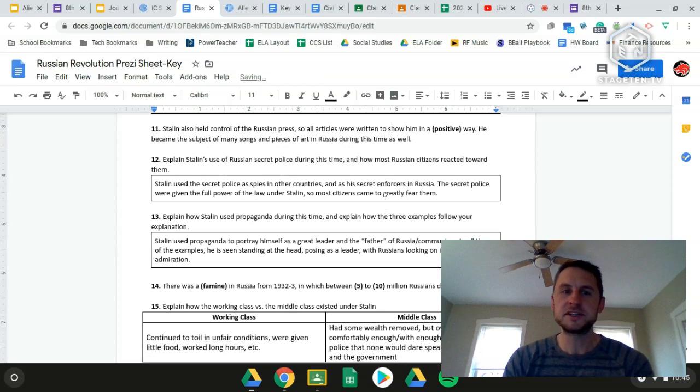Number 11, Stalin also controlled the Russian press. So there were articles, and every article was written to show him in a positive way. He also became the subject of songs and pieces of art in Russia.